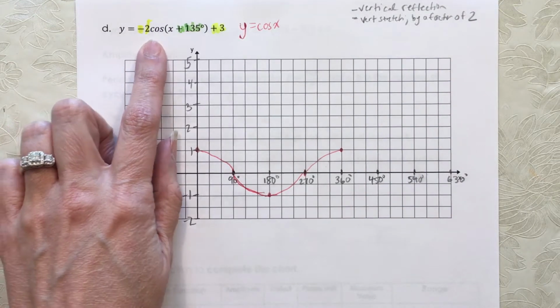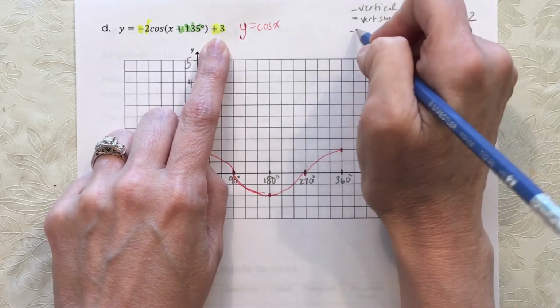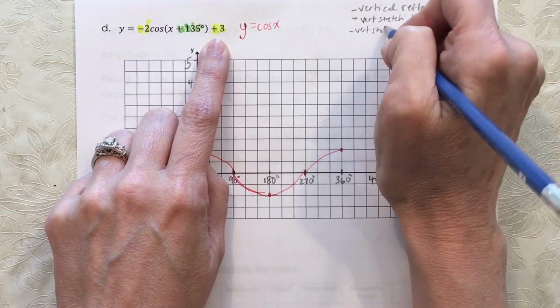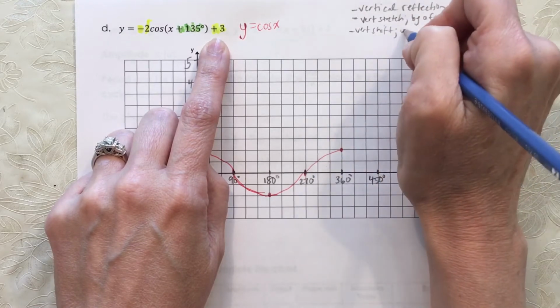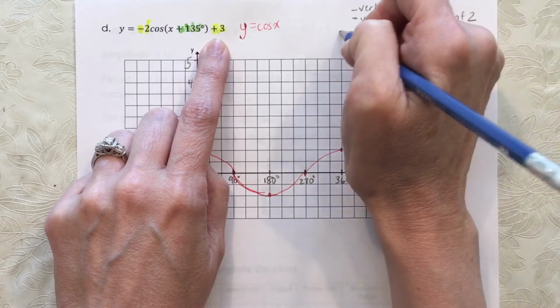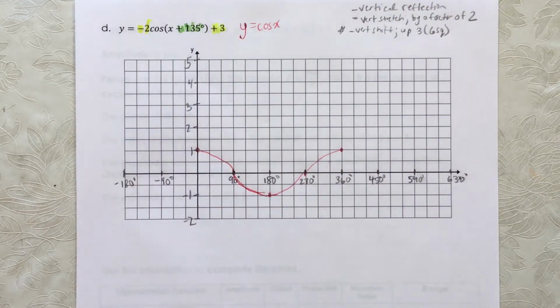The 3 is a vertical shift, plus so up 3, but that's 6 squares. Don't forget to do that. I'll put a little star there.